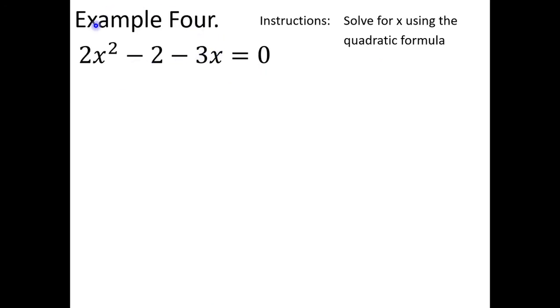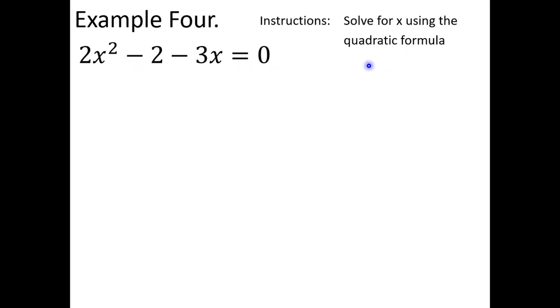All right, let's look at another example. Again, this is a quadratic equation. You know that because the first term is the variable squared. That's the biggest exponent in the problem, a squared. So it's a quadratic equation. We want to solve for x. We want to know what value of x will make this statement here true. And we're going to use the quadratic formula.